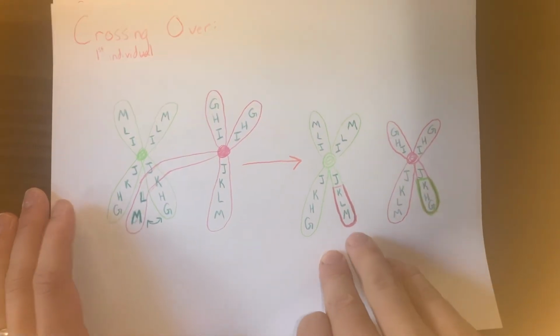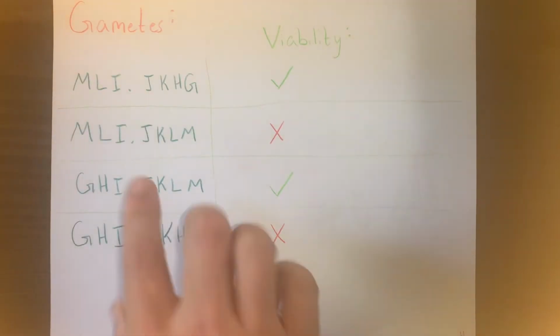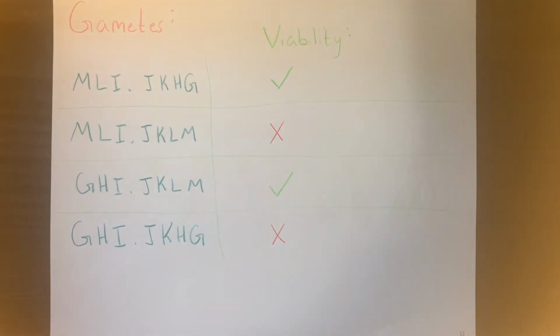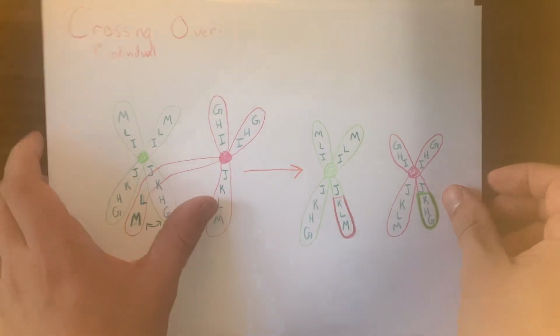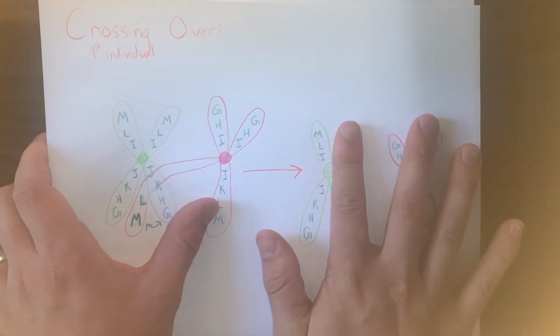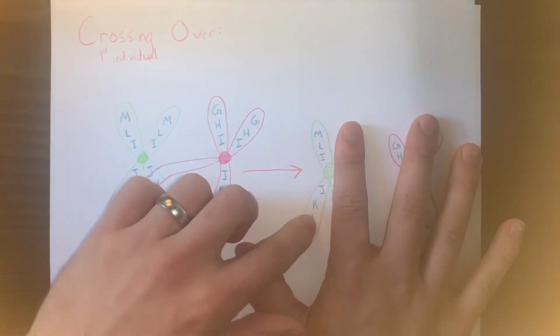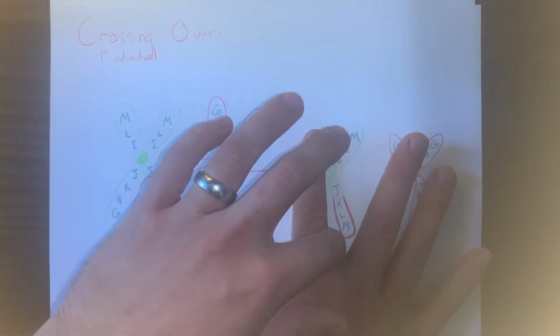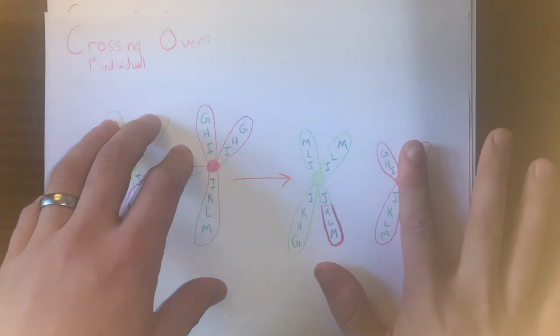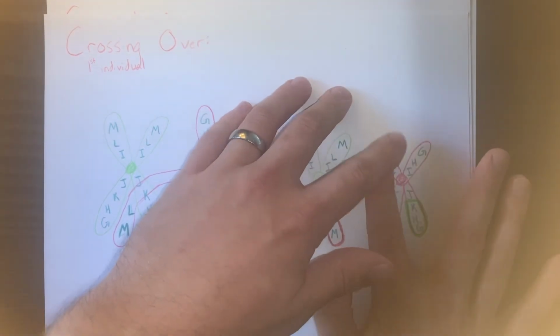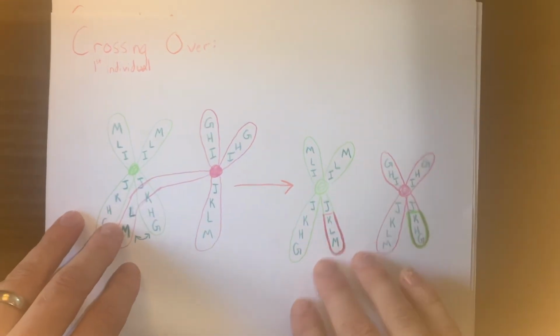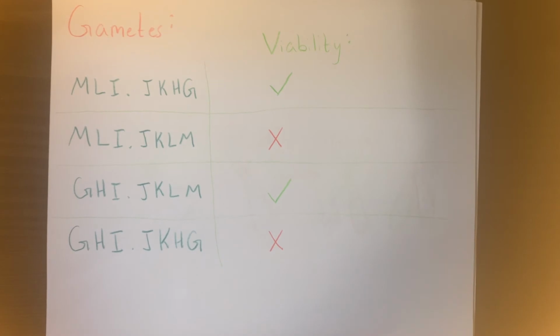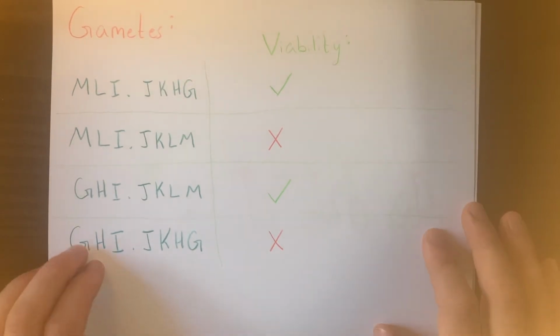So that would produce gametes that look kind of like this. A gamete is basically just 2 sister chromatids and a centromere. So this right here would be a gamete. This right here would be a gamete. Same thing on this side. That's a gamete, and that is a gamete. So our gametes would look like this.